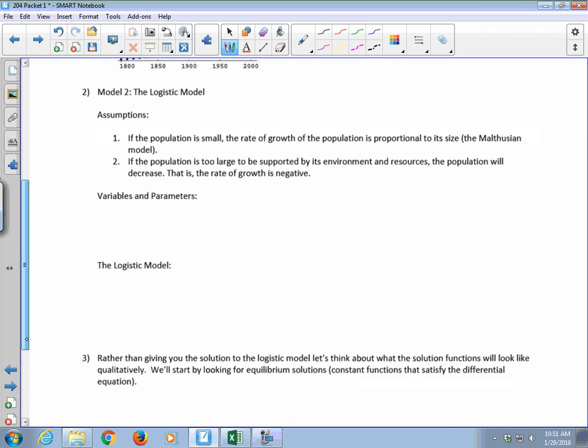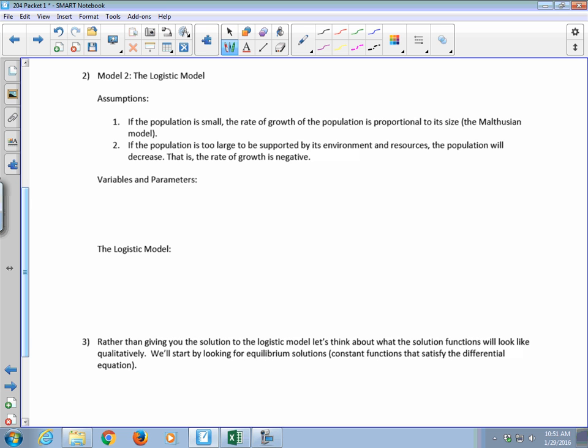Okay, so our next model is called the logistic model. So we're going to start with the Malthusian assumption, but we're going to say that only holds while the population is small. When the population is small, the rate of growth is proportional to its size. But then we're going to add an additional assumption that if the population gets too large to be supported by its environment, then the population size will decrease. That is, the rate of growth becomes negative. So this indicates that there's some kind of carrying capacity, right? Because there is some value that is too large.